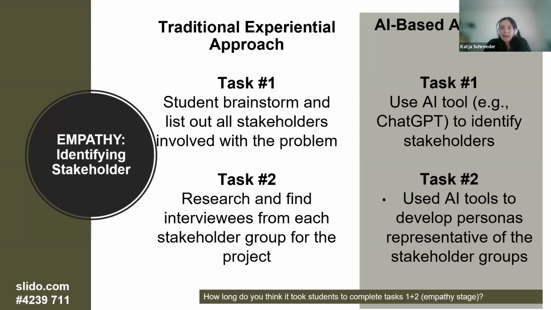So for the AI tools, we started using ChatGPT first, because that was one of the tools that students adopted the quickest. So we saw them already using it. And so in this class specifically, students can apply it to identify different types of stakeholders. And then also for the second task, to develop personas that are representative of the different stakeholder groups that they have.